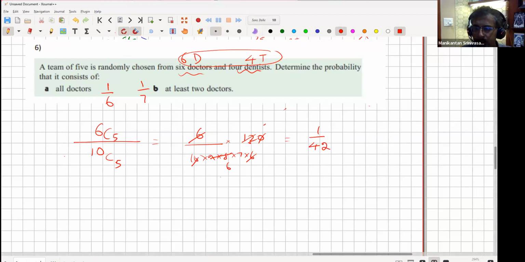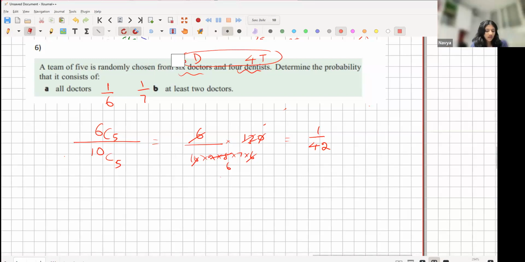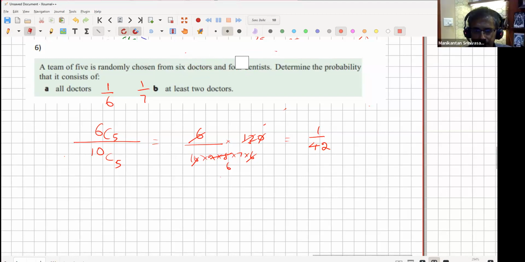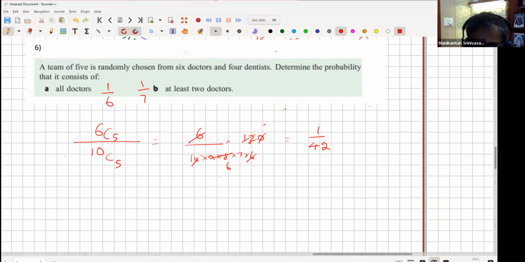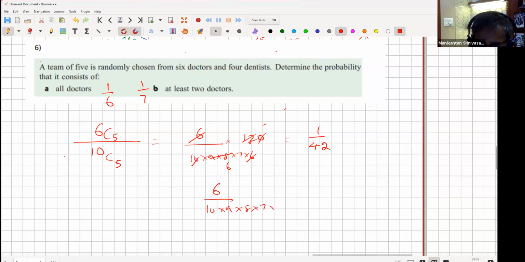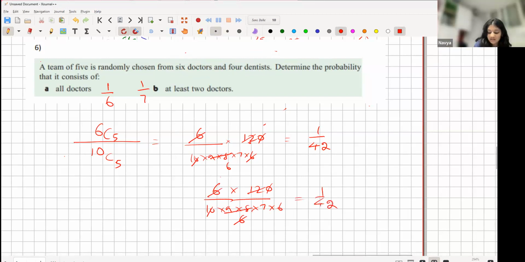Does it make sense? Navya, how did you get 1/7? Can you explain? I also did the same method, 6C5 by 10C5. Maybe some calculation error, or have I done something wrong? Let me check. 10 into 9 into 8 into 7 into 6 upon 5 factorial. 5 factorial is 120. 12 cancels with 72 six times. This 6 cancels with this 6. 1/42 indeed. Yeah, I didn't multiply by 6 in the denominator.